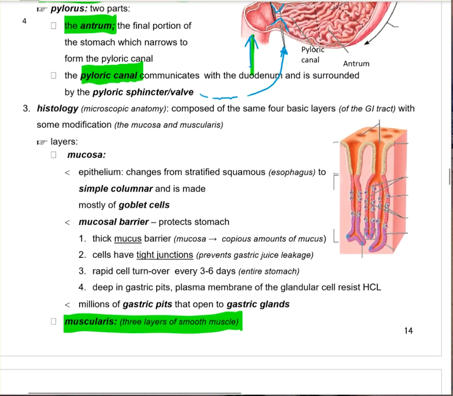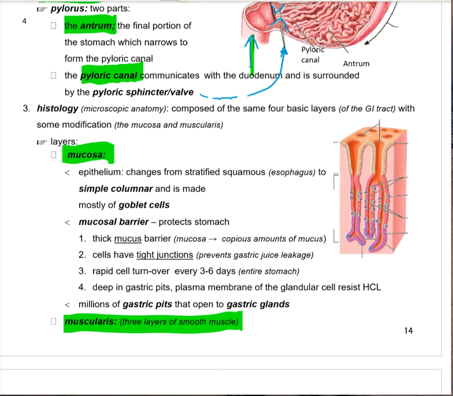Now for the histology or microscopic anatomy, you may have already looked at the microscopic stomach, and one thing you saw is that there are these deep pits and glands that go down far away from the surface, all right? And so these have the same layers that we've seen in the digestive tract, but there are some definite modifications because there are some really important things happening here in the stomach.